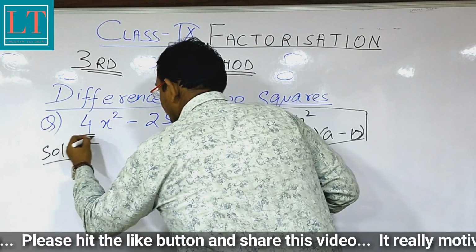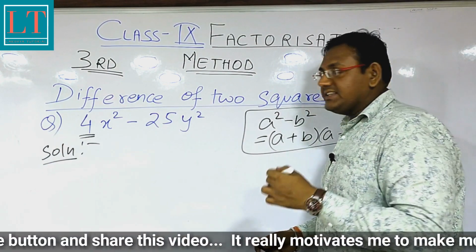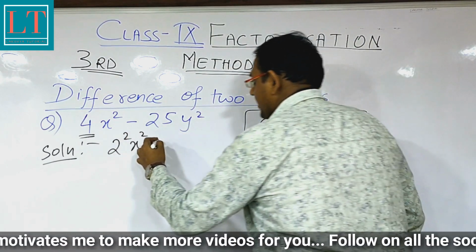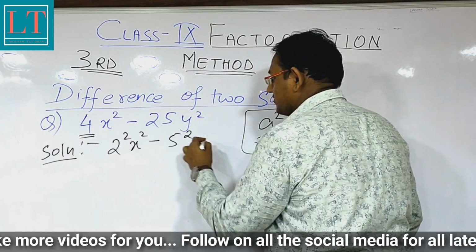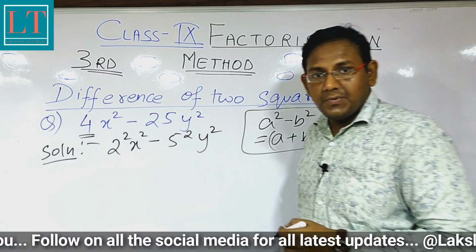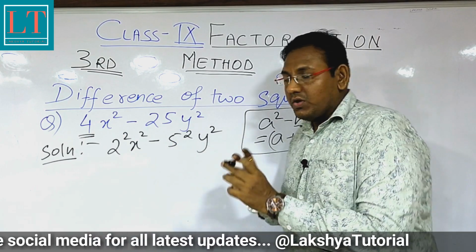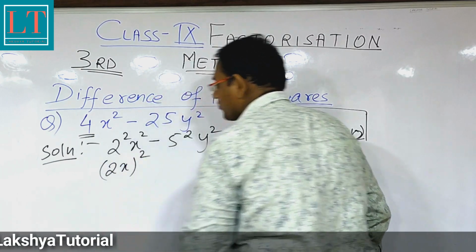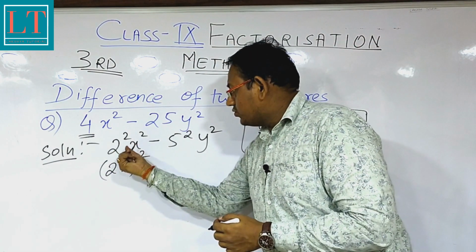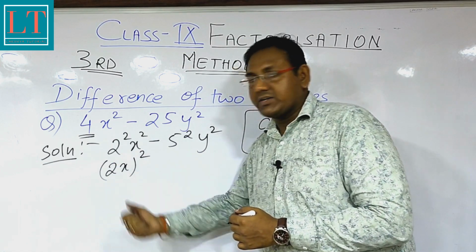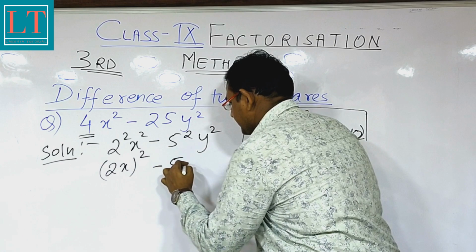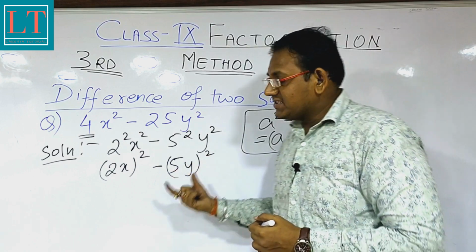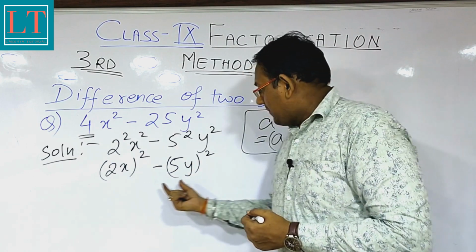First let us figure out what this number is. This number is 4, and we can say that this can easily be written as 2 square. This is also a perfect square. Similarly 25 can also be written as 5 square, and this is y square, so that is also a perfect square. Now if we want to make a single bracket and write a whole square on top, we can club these together. That means we can write this as 2x whole square, and similarly 5y whole square. Now the expression that you are getting is 2x whole square minus 5y whole square.